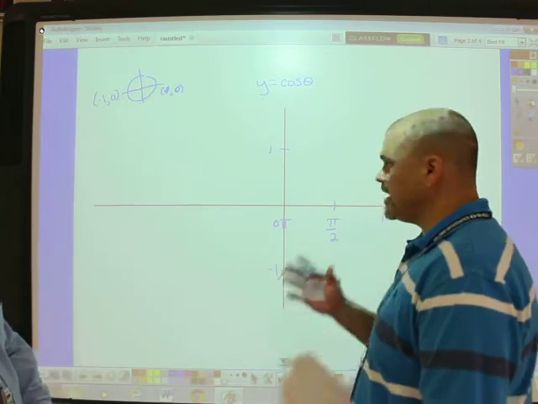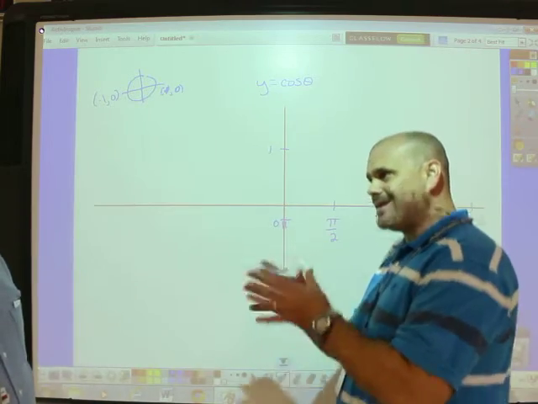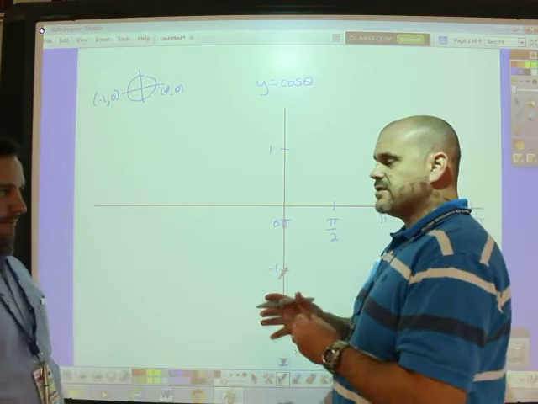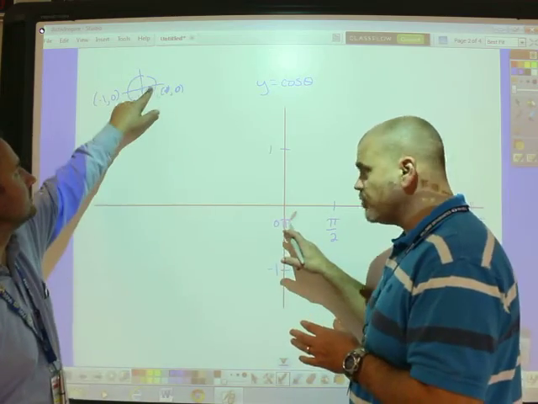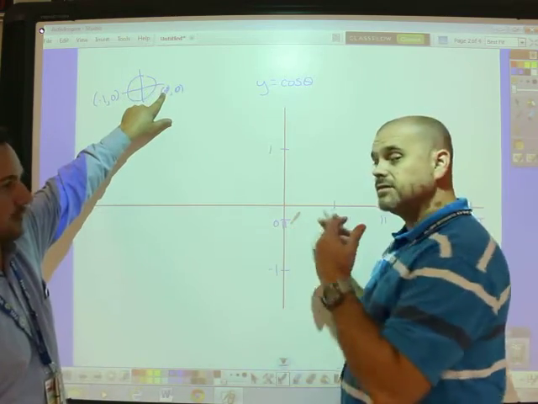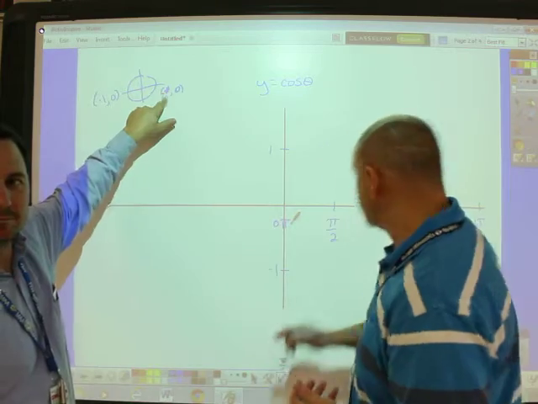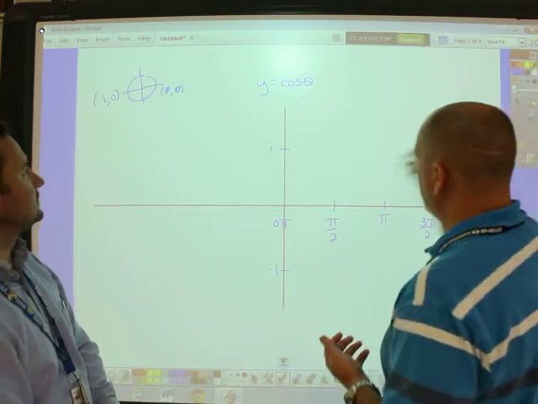Alright, so remember that cosine is the x coordinate, right? So the x value at 0 pi is 1. I'm going to change colors here. I'm going to use black.